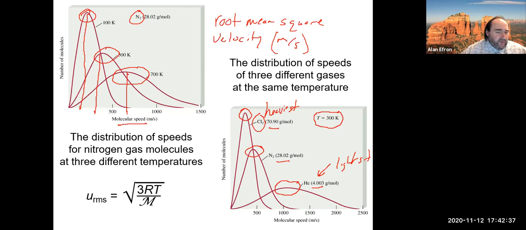It is the square root of 3RT over M. The R value here is actually not the R value that is used in the ideal gas law. It's the R value that is used with energy, which is 8.314 joules per Kelvin per mole. So this R in this formula is this version of the gas constant. T is our temperature, and it is in Kelvin like pretty much everything else. This M here is our molar mass.